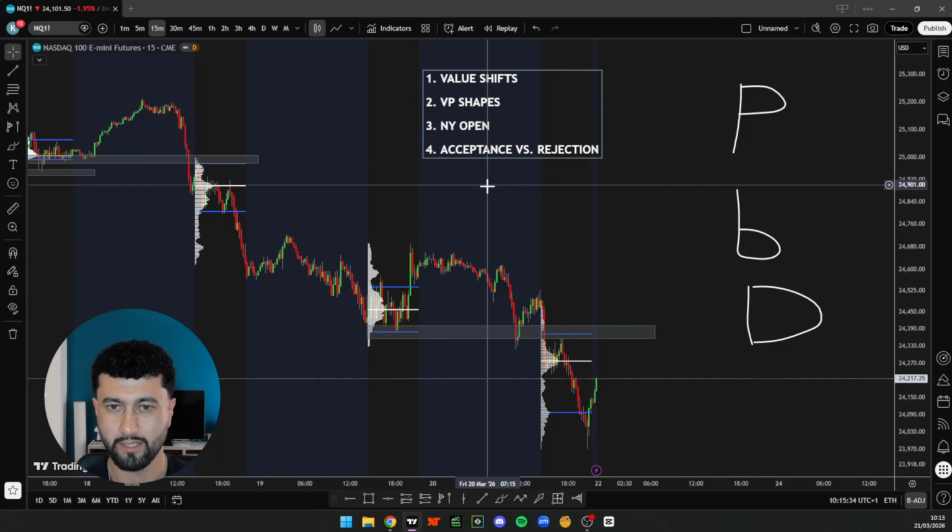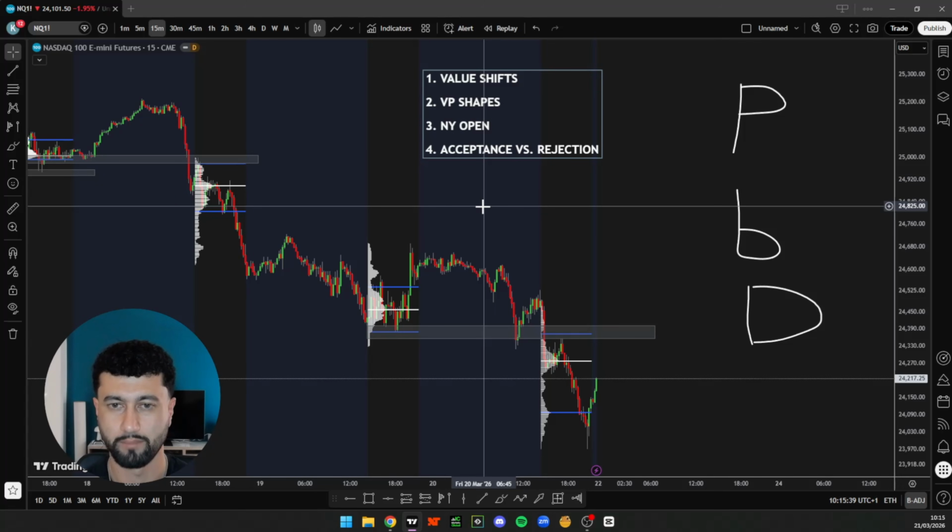Keeping these 4 points in mind every single day, most often than not, you will be on the right side of the market and will have high probability trade setups.